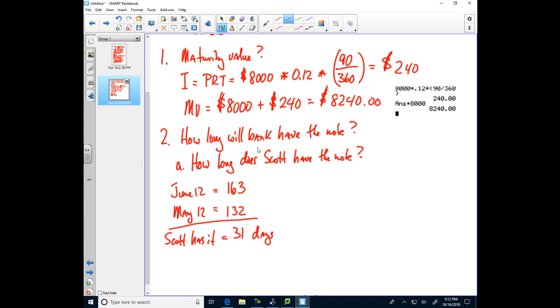So it's a 90-day note. Bank. And I'm just writing it here, so I think y'all understand what it is. 90 minus 31 equals what? 59? Is that right? What was the question? I was looking at something. It's a 90-day note. Scott kept it for 31 days. So the bank has it for 59 days. Okay, so that's step number 2.